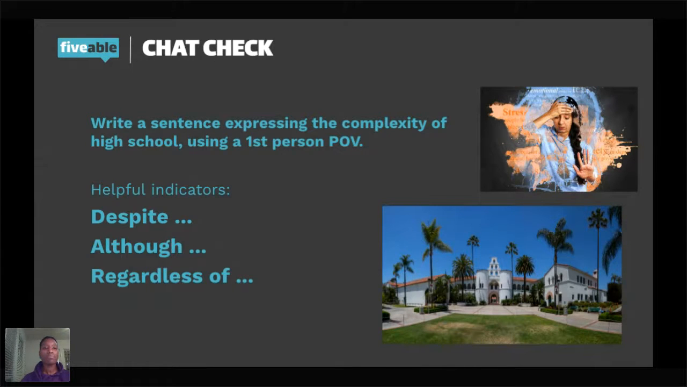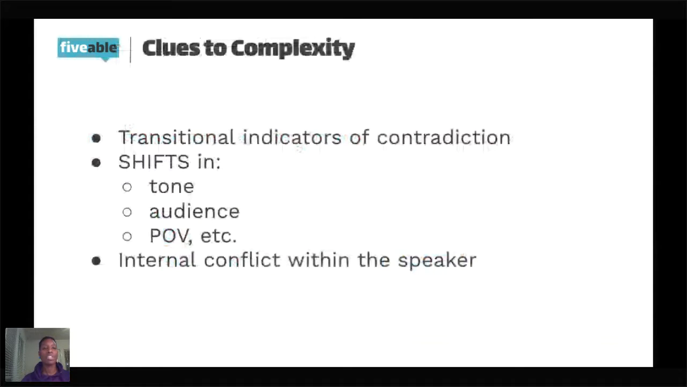Okay. So again, we've got some clues to complexity, what you might find in a poem that would indicate that it is complex. Those transitional indicators, which would be the same transitions that you would use to write about the complexity. Those same despite, although, regardless, however, yet, but, and those also are indicators of a shift. And then if you find any internal conflict within the speaker, which is what we're about to find.